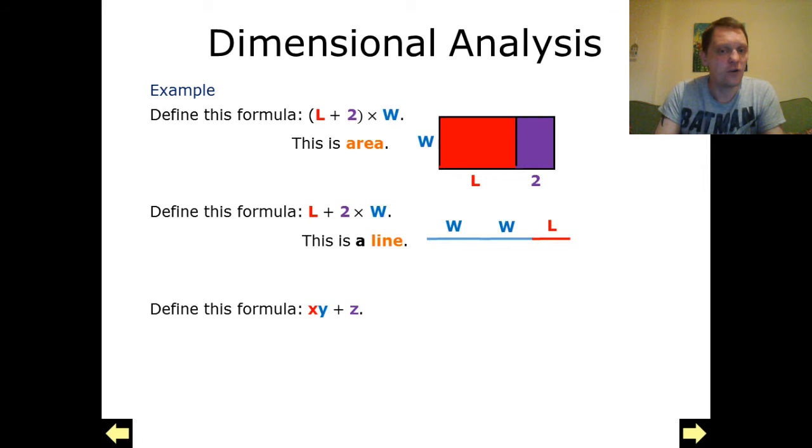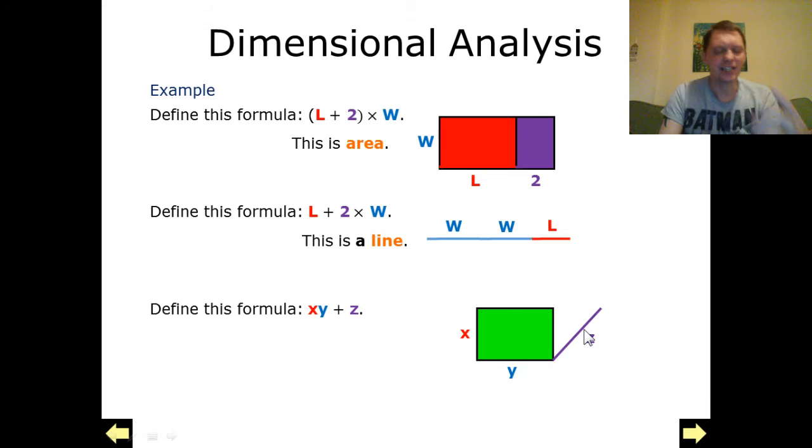Here I've got a formula, xy plus z. So here's my x times y, which has given me this rectangle. Now if I was to add z to it, that's actually adding a line or length to an area, which means that this is actually an impossibility.